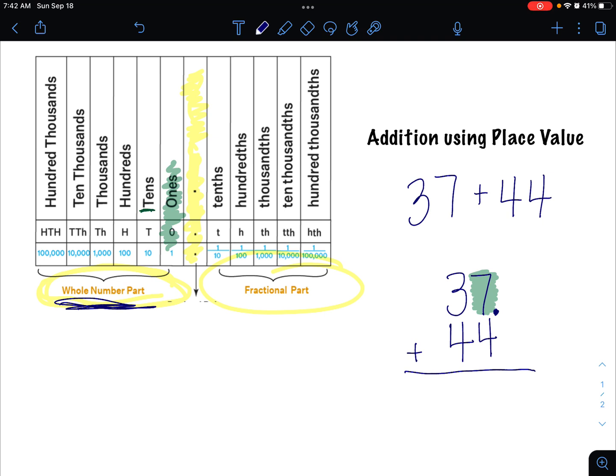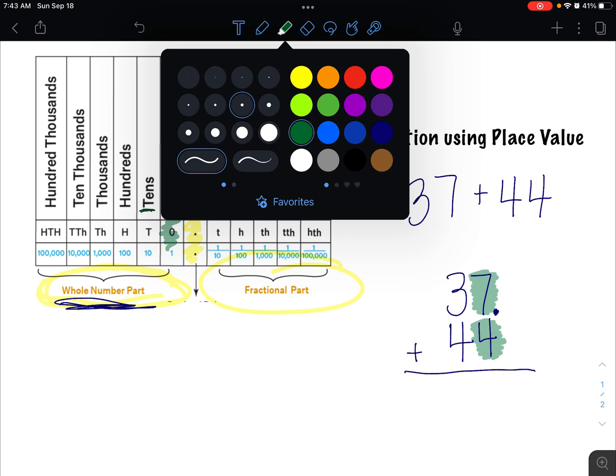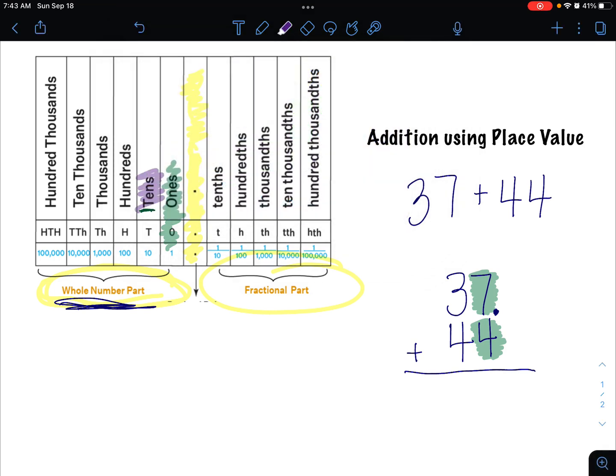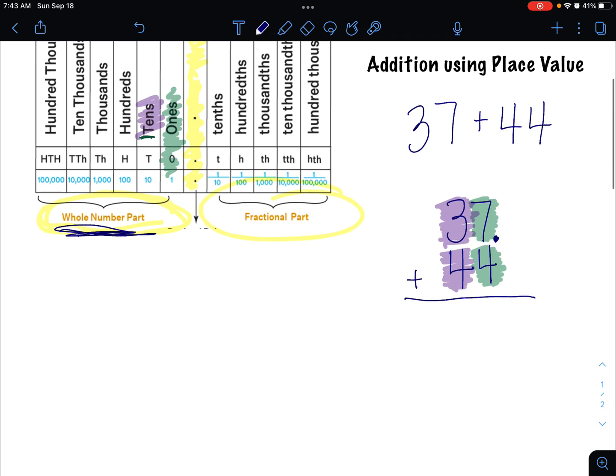We have 7 in the ones place and 3 in the tens place. So when we are lining up our addition problem like this, we have 7 in the ones, and in 44, that 4 to the right is in the ones. And then we can think about the tens place. In 37, 3 is in the tens place for 30. And in 44, 4 is in the tens place for 40. So we can think about it like that.